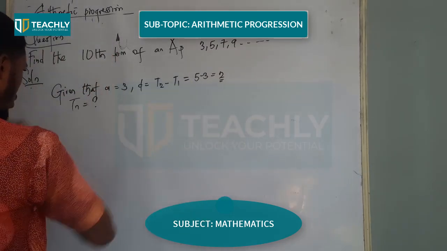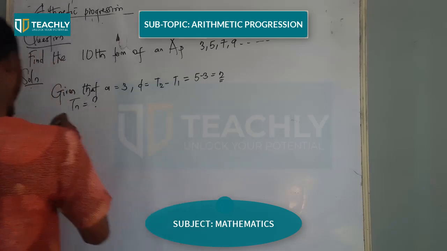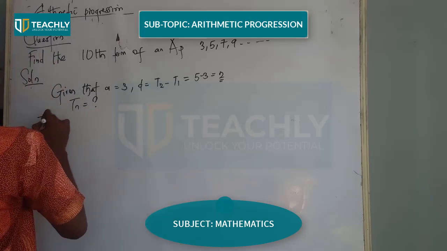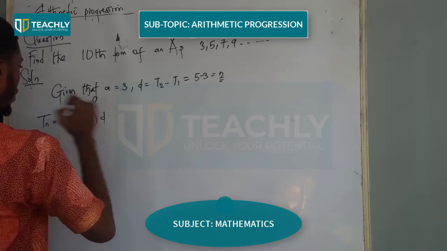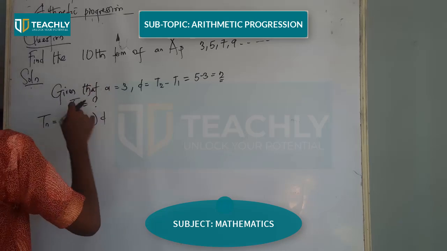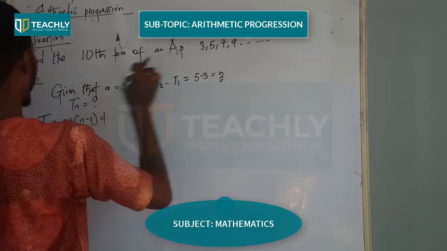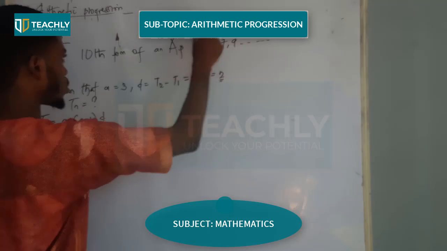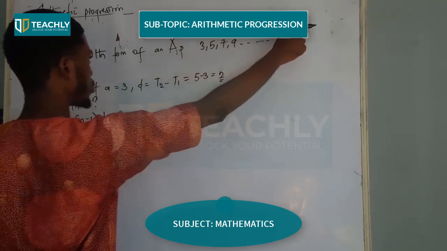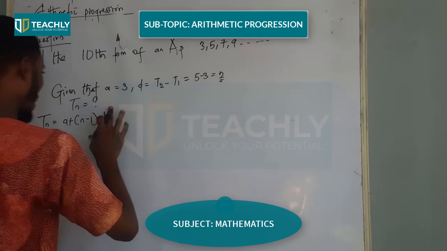Now, we are looking for Tn. So my Tn is what? Is unknown. Don't forget our formula. Our formula is Tn is equal to A plus n minus 1 D. So we are looking for Tn, the number of terms, and it's given as 10. We must look for that number, the 10th number. This is 1, 2, 3, 4, 5, 6, 7, 8, 9. So we don't know it, so we must look for that 10th term now.